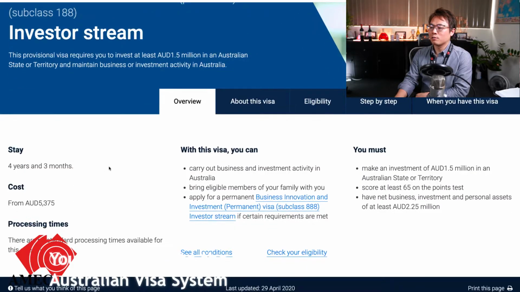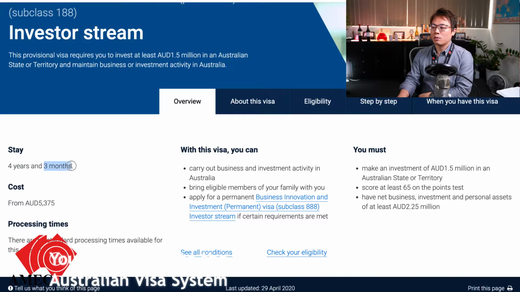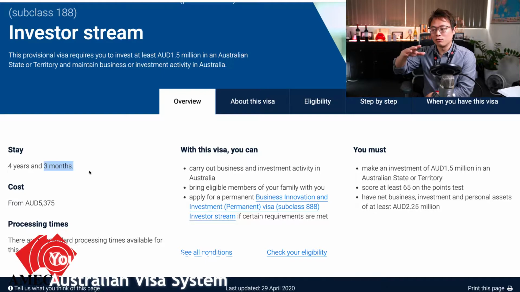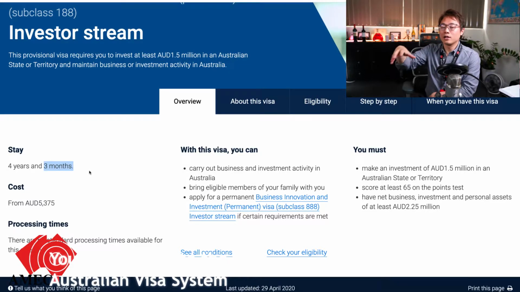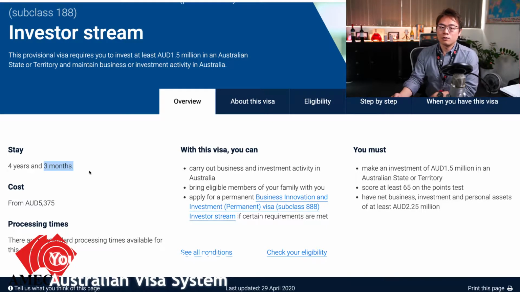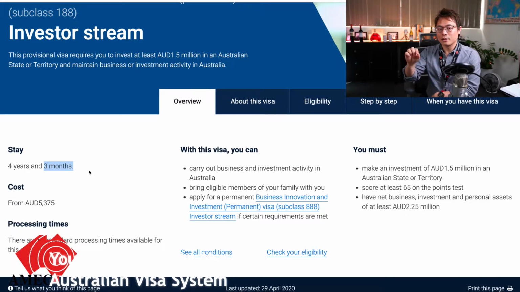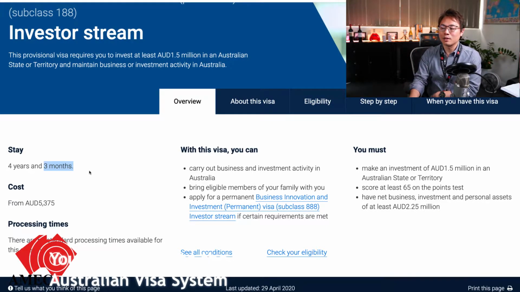So this visa actually provides you 4 years plus 3 months. The reason for the 3 months is that once the bond matures, obviously it would need to be cleared out of the state territory treasury account into your personal account, and giving you an extra 3 months will allow you to get your permanent residency visa application ready to be lodged.